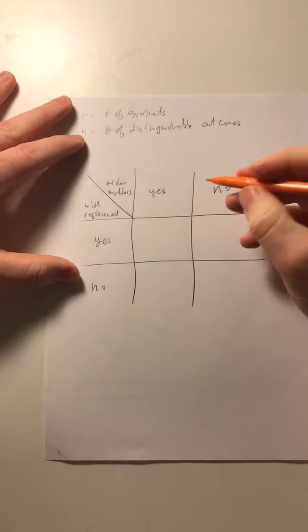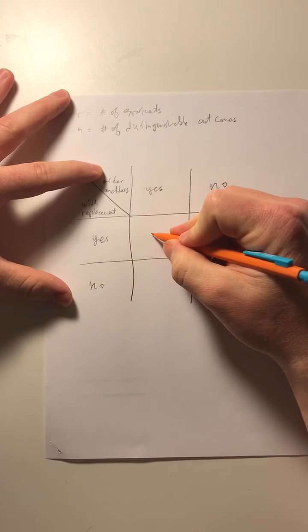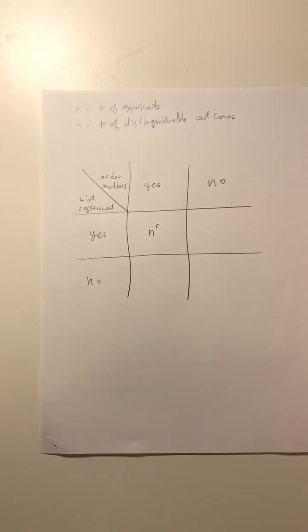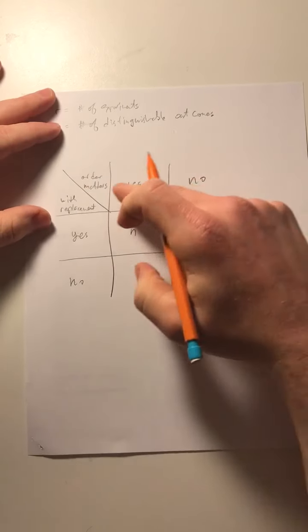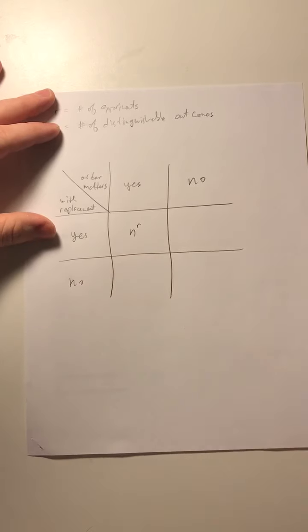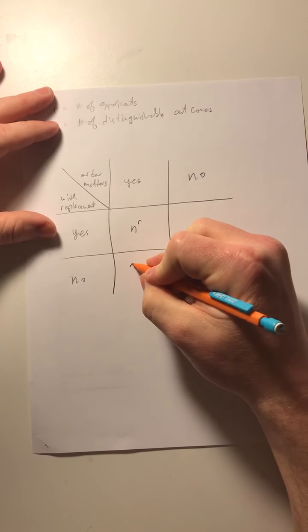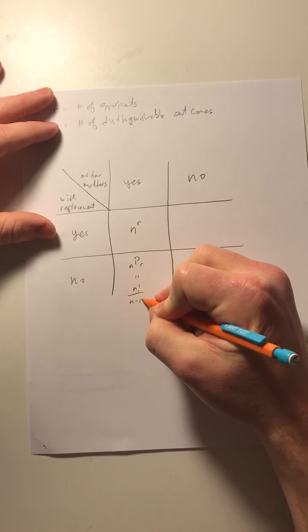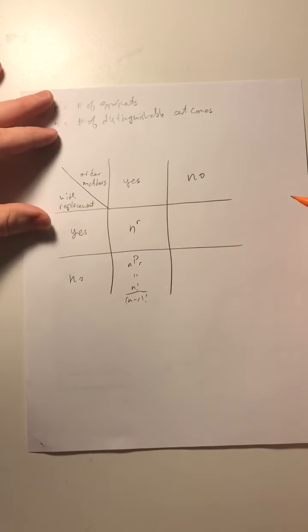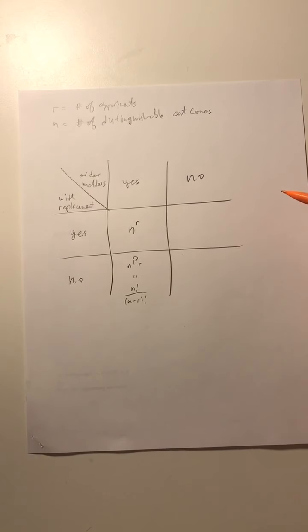So we figured out order matters and with replacement. That was the first thing we did, and they're N to the R. N choices for the first experiment, N choices for the second, N for the third, etc. Okay, so order matters and without replacement, that was what we just did. That is NPR, which is the same as N factorial over N minus R factorial. Okay, so we're going to do N choices for the first experiment, N minus 1 for the second, N minus 2 for the third, and N minus R plus 1 for the rth experiment. Okay, and that concludes the order matters portion.